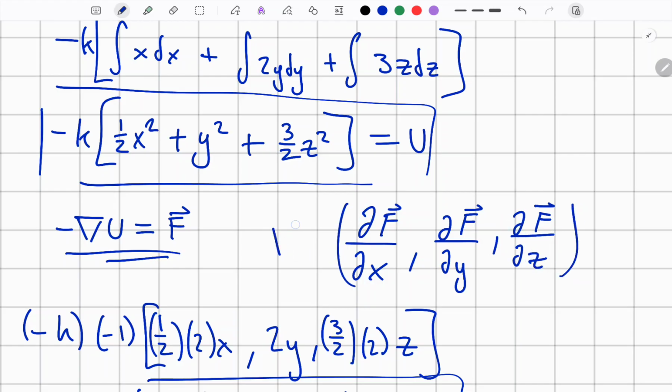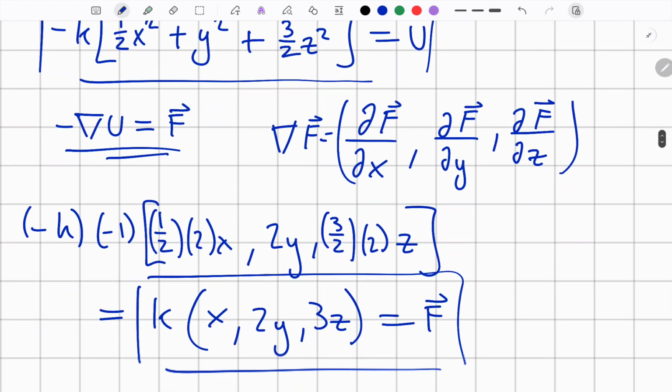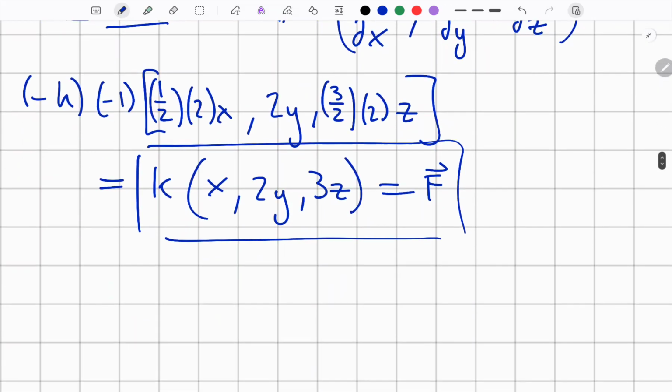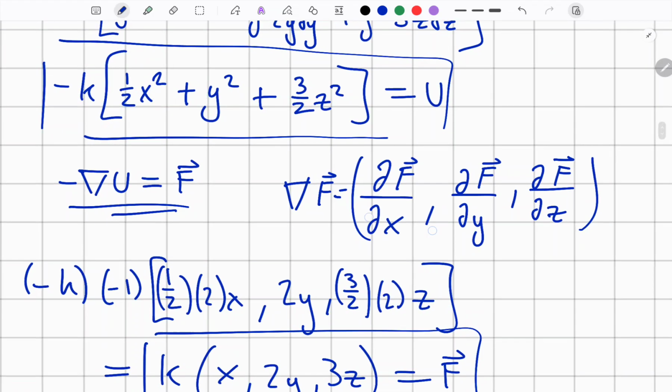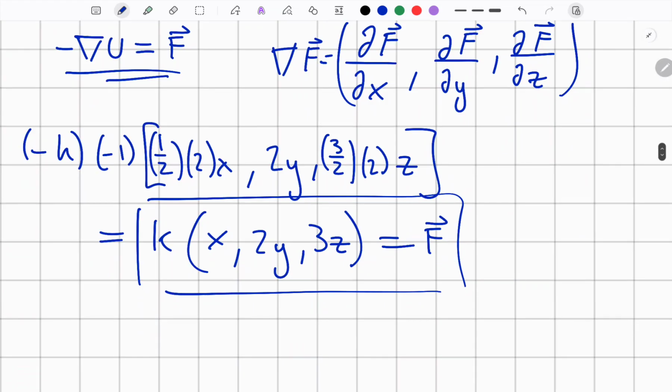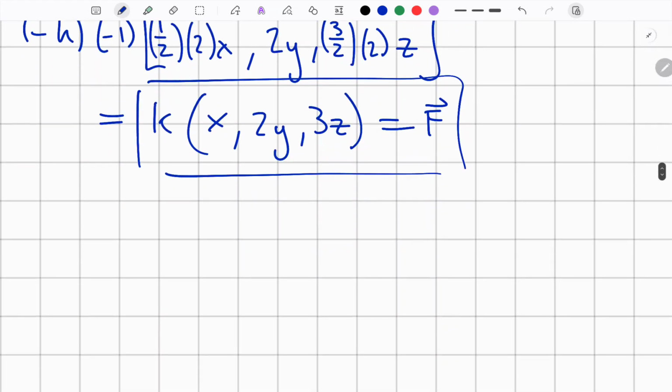This right here would be the gradient of f, for example. So for the gradient of U, we just do the same thing, and each component depends only on its own variable. So you just end up with each component working back up to the force, which is conservative, and we just verified that two different ways.